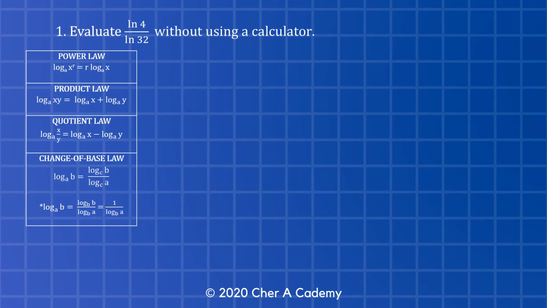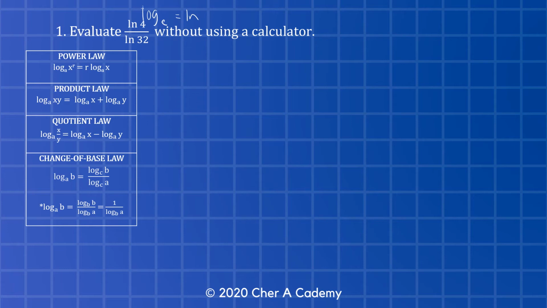Magic. Okay, so now that we know all 4 laws, let's look at 4 different questions that test us on all the laws. The challenging thing about logarithms is that you need to look at the question and figure out which law you can use to solve it. So let's look at this. Evaluate ln 4 over ln 32 without using a calculator. The good thing is they share the same base because they are both log base e. That's the meaning of ln, right?